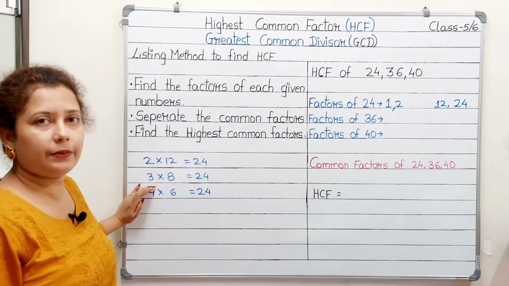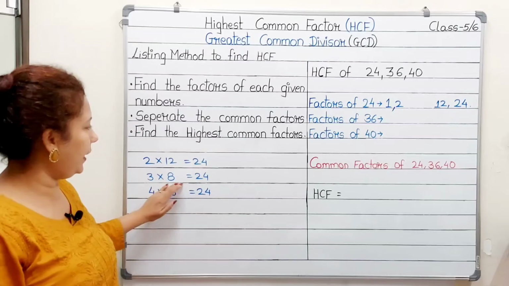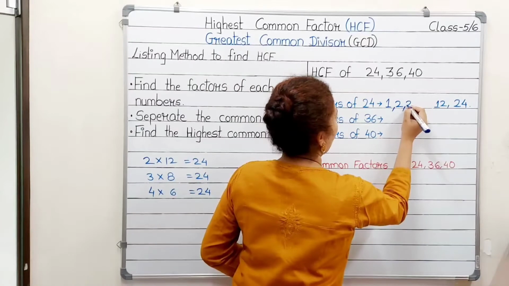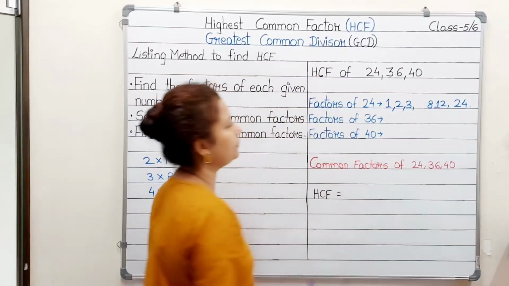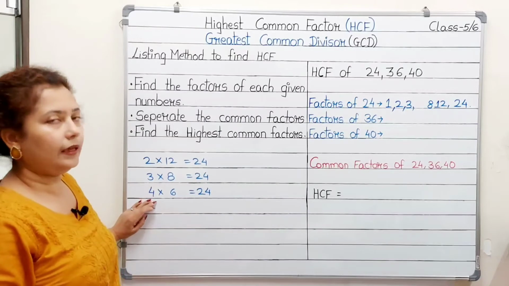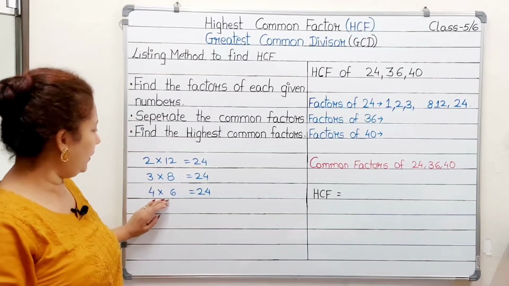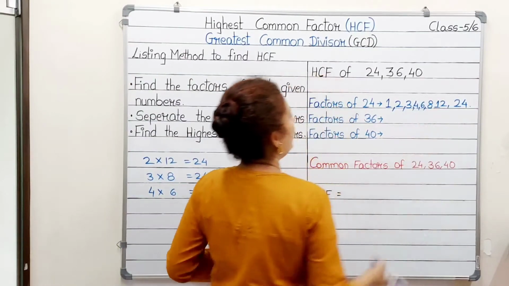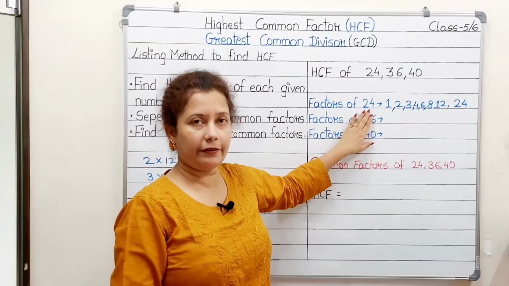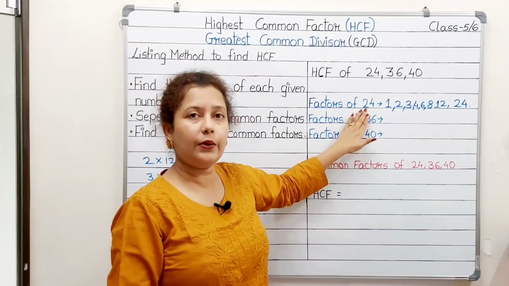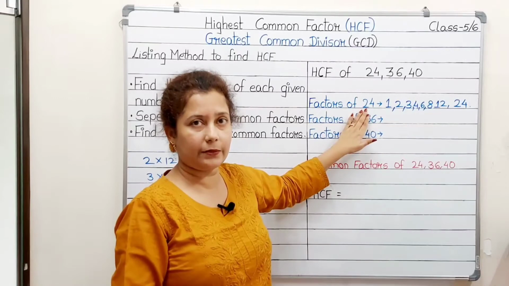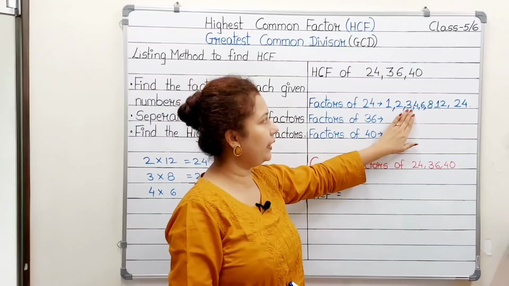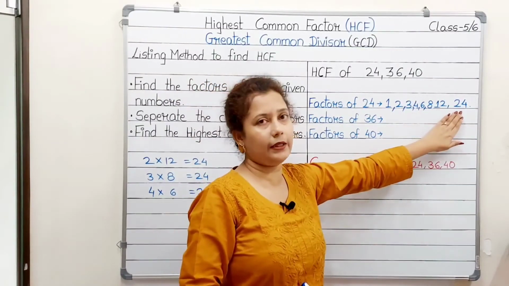Next 24 is divisible by 3. So 3 into 8 is 24. That means 3 and 8 both are factors of 24. Next it is also divisible by 4. 4 into 6 is 24. It is not divisible by 5 because 0 or 5 is not present at its ones place. So here the factors of 24 are 1, 2, 3, 4, 6, 8, 12 and 24.